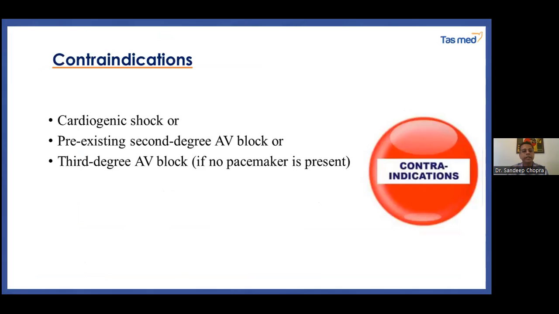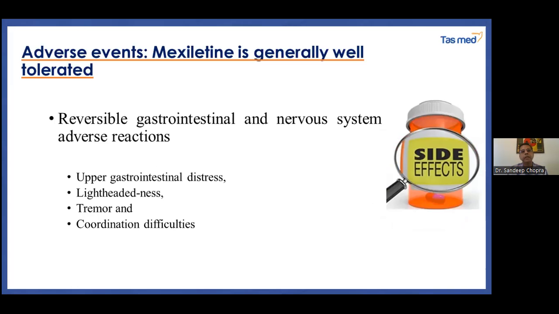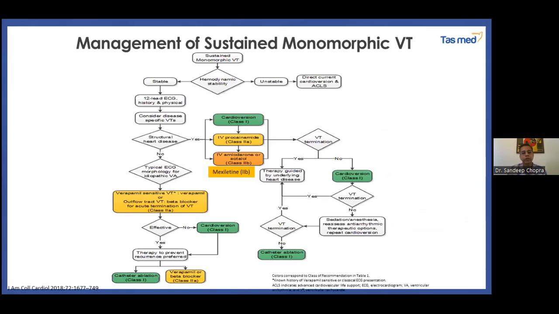Where is it contraindicated? In cardiogenic shock, in pre-existing second-degree AV block or third-degree AV block if no pacemaker is present. Sometimes patients can develop reversible gastrointestinal and nervous system adverse reactions with upper GI distress, lightheadedness, tremor, and coordination difficulties. So this is how you treat a sustained monomorphic VT.